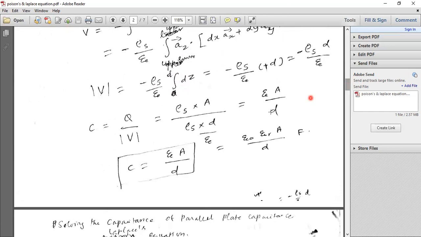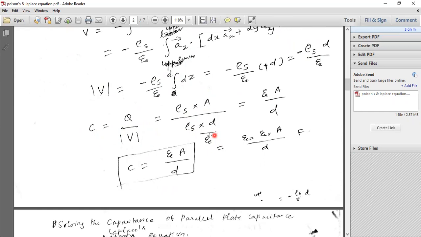Okay, that is V. So what is the capacitance? Capacitance is Q by V. So Q is equal to the integral of rho s into ds. When you integrate, ds is the total area of the plate, so rho s into A. V we have already derived, so rho s into d divided by epsilon. So rho s gets cancelled, and the capacitance is epsilon A by d.